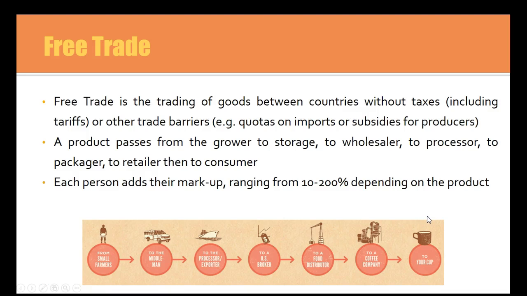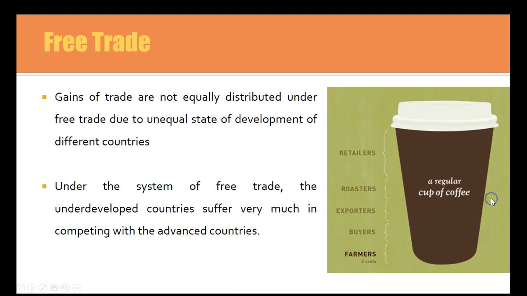So the last thing I want to look at is free trade versus fair trade. So free trade is the trading of goods between countries without taxes. The product passes from the grower to storer, to wholesaler, to processor, to packager, and then from the retailer to the consumer. So each person adds their markup ranging from 2 to 200%, depending on the product. So it means that this guy here is not getting a lot of money, particularly if this person farms it and then ends up buying it over here, the massive markup could be up to 200%.